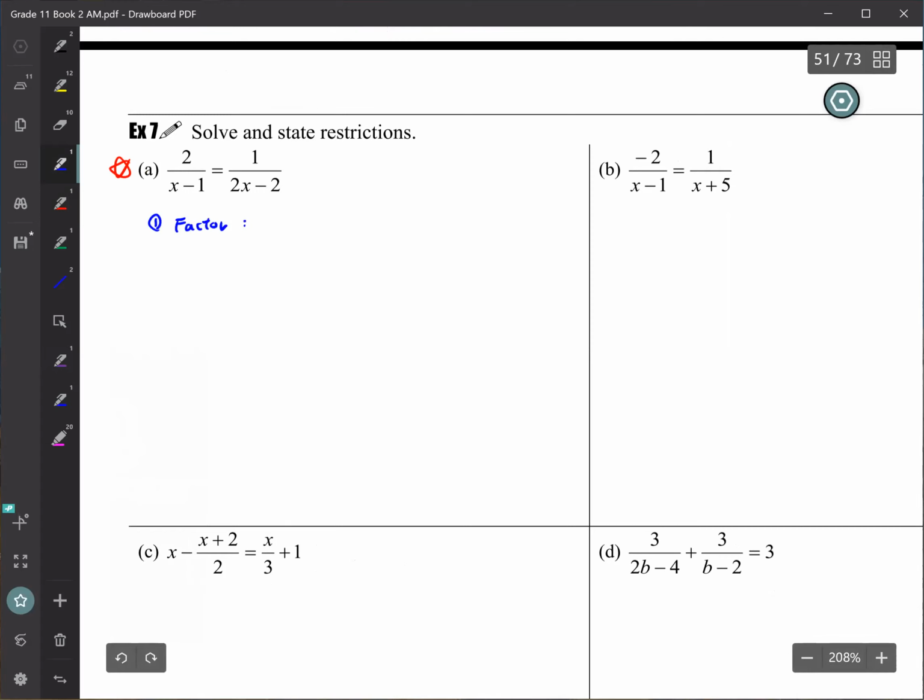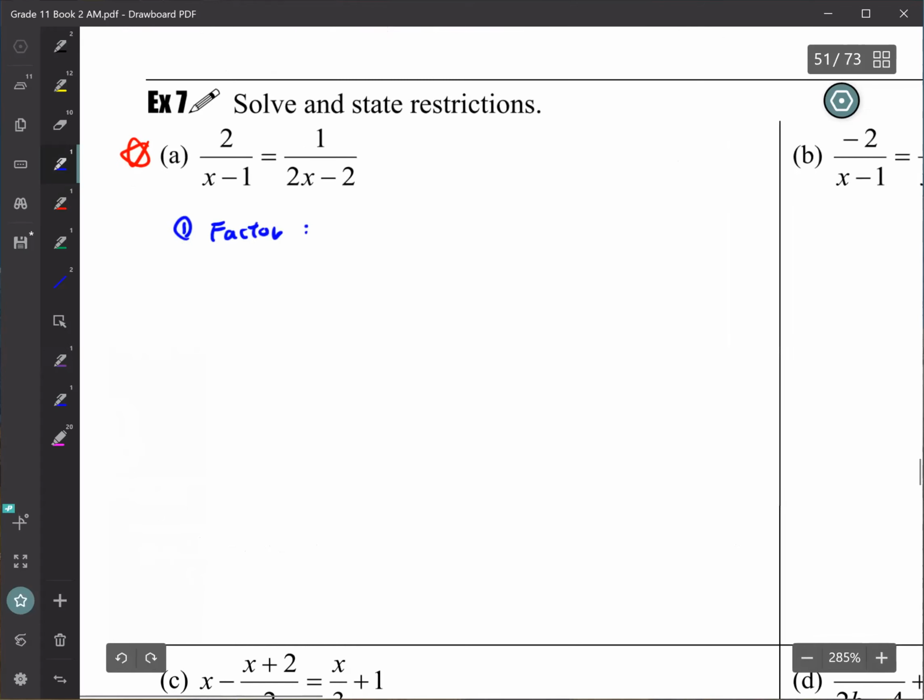Okay, so which part of the fraction can be factored? You're sure? Which part can we factor? 2? Which 2? The 2x minus 2. Okay, so 2x minus 2, we can take out the GCF, right? So factor the 2 out: 2 times x minus 1. Okay, so now the question looks like that, right?